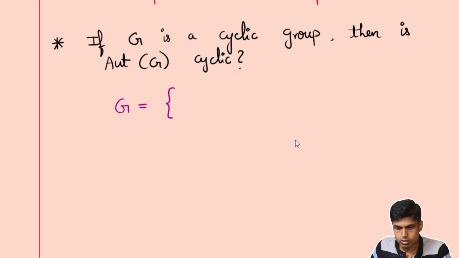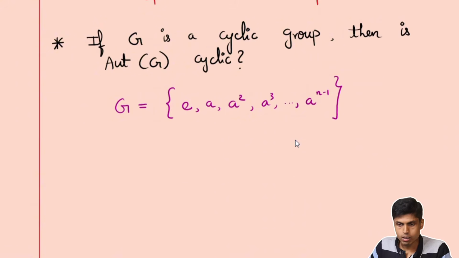A cyclic group is simple. A cyclic group is generated by exactly one element. You have a as a generator, let's say, then a square, a cube, up to a power n minus 1, and a power n will equal the identity and it repeats. So this is entirely generated by the element a, and this is called a cyclic group of order n.